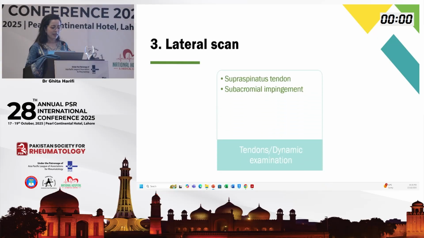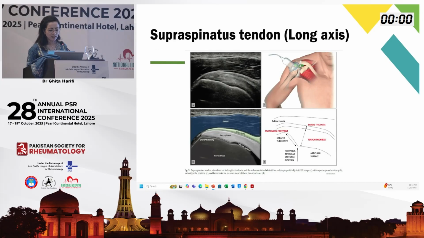Lateral scan. In the lateral scan, basically, you have something very important: one of the most important tendons to check in the rotator cuff, which is the supraspinatus. And this is also the aspect where we're going to be looking for subacromial impingement. Supraspinatus tendon, so this is a view of the long axis of the tendon. This is how it looks.